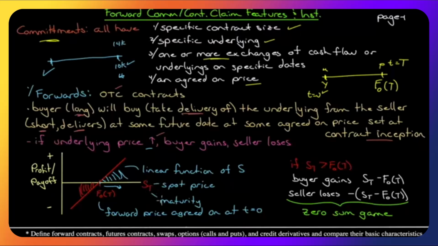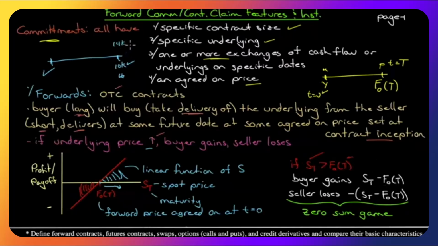S is the spot price, capital T is the maturity. We've already introduced this notation. This is the forward price agreed on at time t equals 0. So if the underlying price at expiration, S capital T, is greater than the forward price agreed on at time equals 0, the buyer gains how much? The difference between the two prices, ST minus F naught.